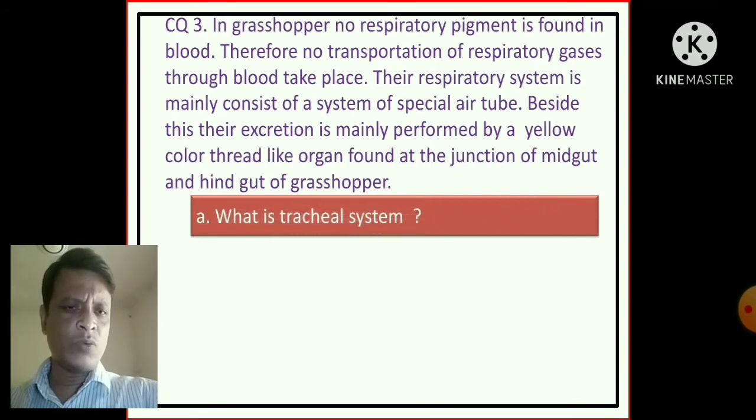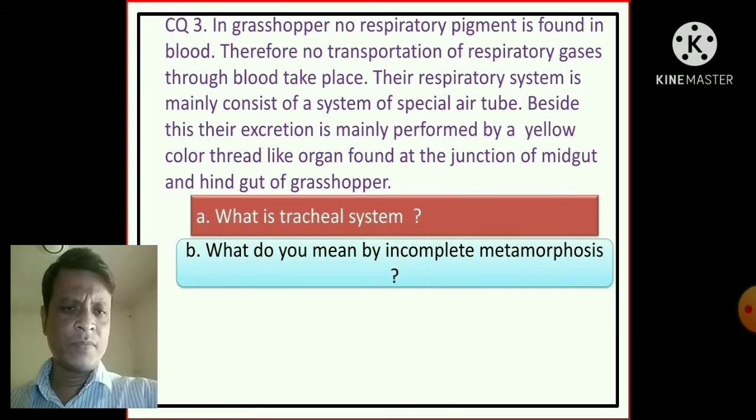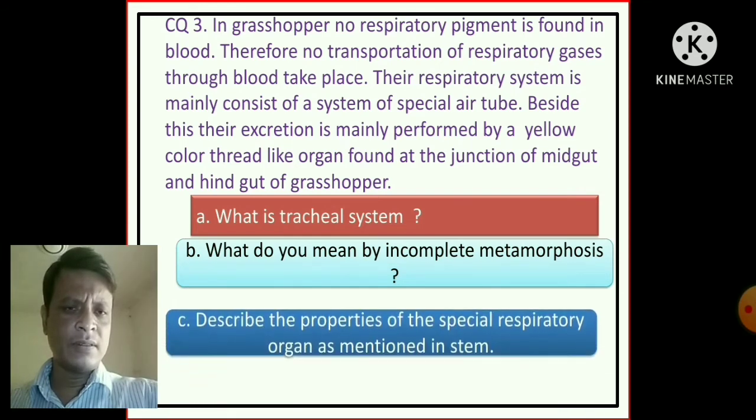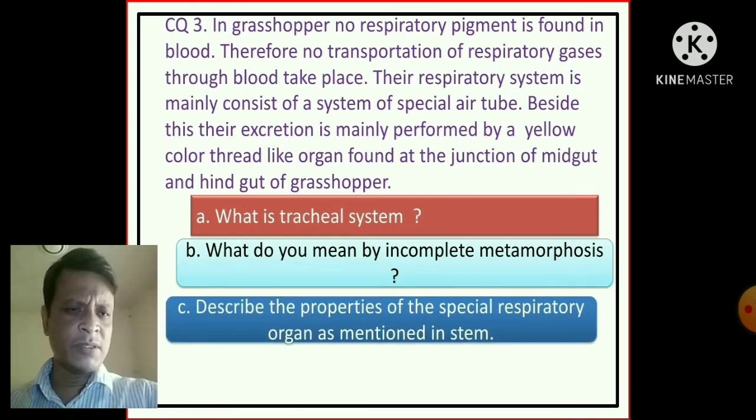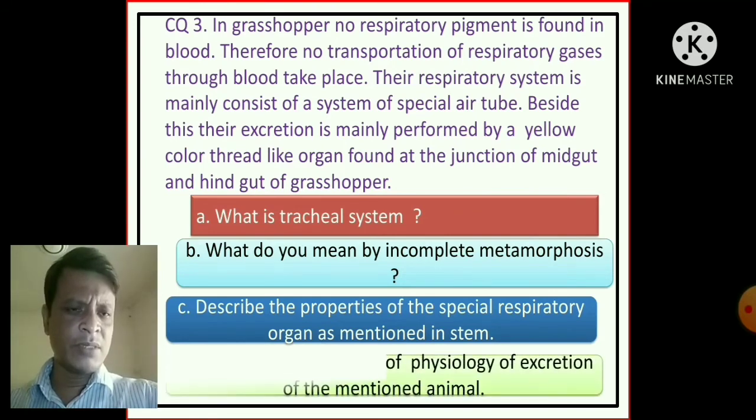A. What is tracheal system? This is the knowledge-based question. B. What do we mean by incomplete metamorphosis? This is the comprehension-based question. C. Describe the properties of the special respiratory organs as mentioned in the stem. This is the application-based question. And D. Analyze the mechanism of physiology of excretion of the mentioned animal.